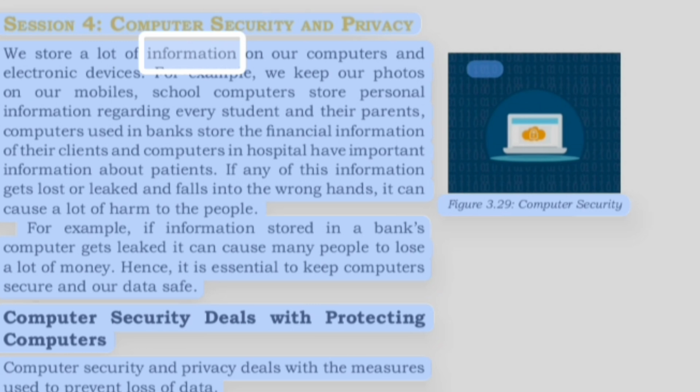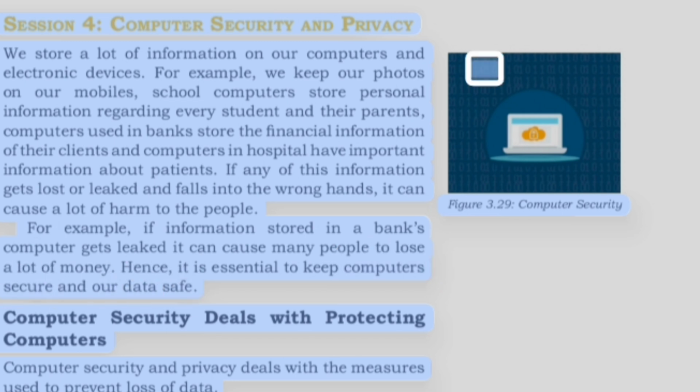Session 4, Computer Security and Privacy. We store a lot of information on our computers and electronic devices. For example, we keep our photos on our mobiles. School computers store personal information regarding every student and their parents. Computers used in banks store the financial information of their clients, and computers in hospitals have important information about patients. If any of this information gets lost or leaked and falls into the wrong hands, it can cause a lot of harm to the people. For example, if information stored in a bank's computer gets leaked, it can cause many people to lose a lot of money. Hence, it is essential to keep computers secure and our data safe.